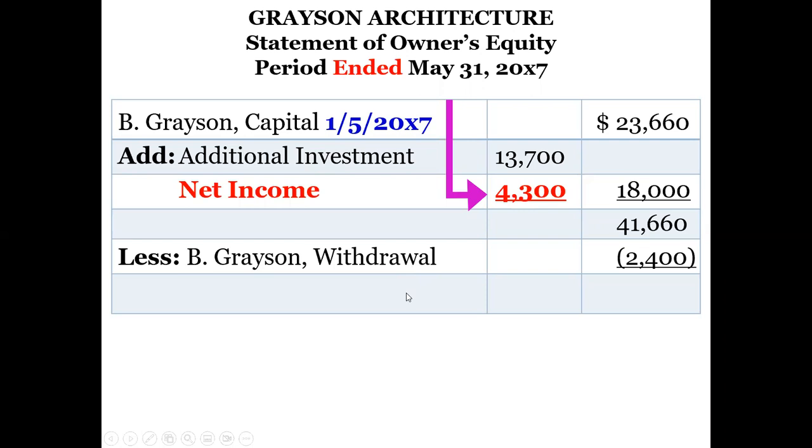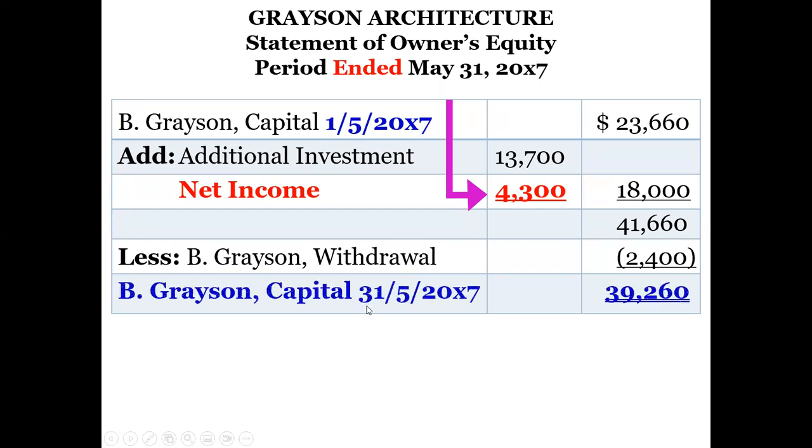So as we started, so do we end. The only thing that changes is the date. So B. Grayson, Capital, notice the date, at the 31st of May, 20x7 is 39,260. Guys, if you go back to when we did the crude accounting, when we did Grayson first, and you look back at the capital column, this is what we have there, 39,260. Look back and see.